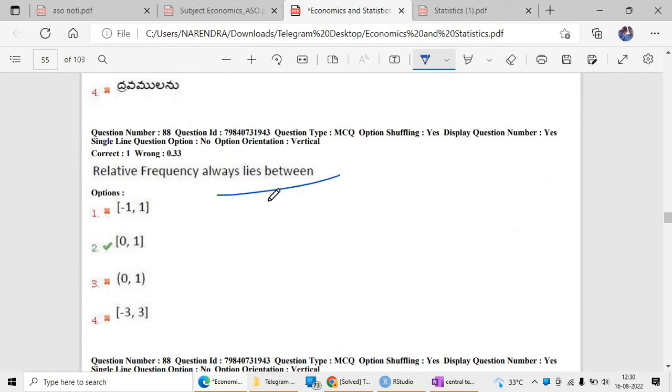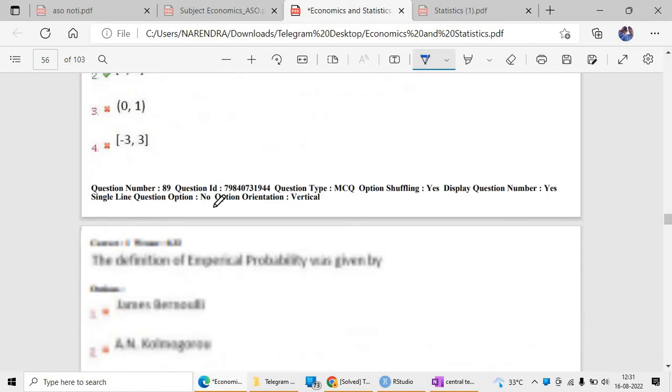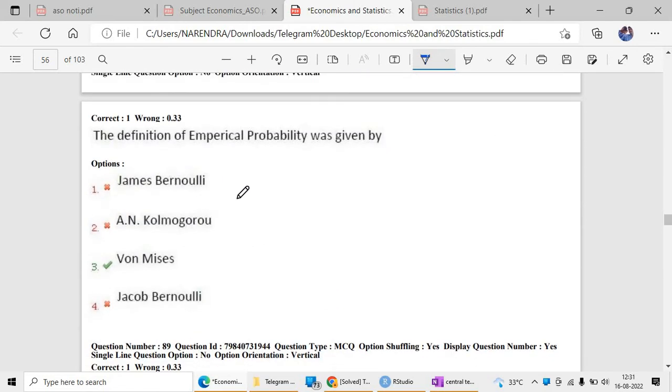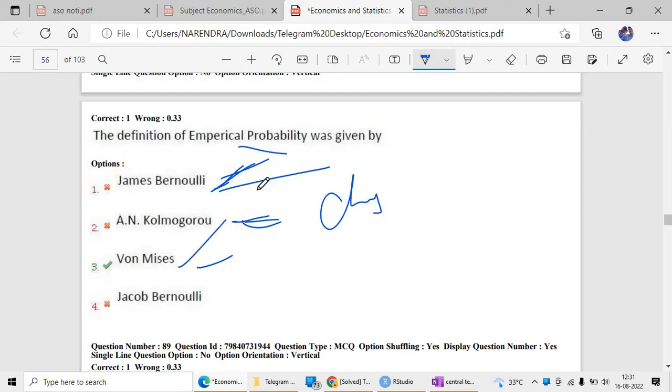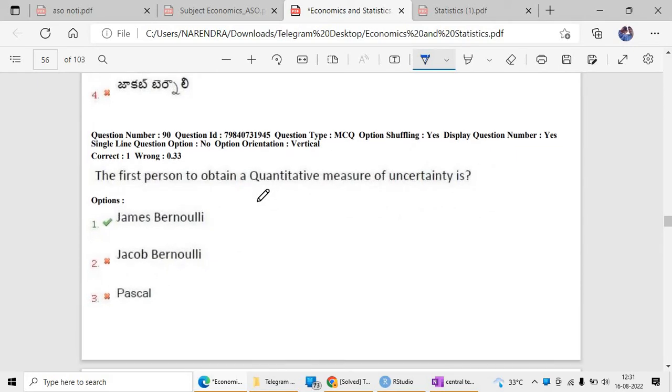So relative frequency always lies between 0 and 1. Is it an open interval or a closed interval? Closed interval is the answer. So the empirical definition is given by Von Mises, and Kolmogorov gave the axiomatic definition, classical probability is given by Laplace. The first person to obtain a quantitative measure of uncertainty is James Bernoulli.